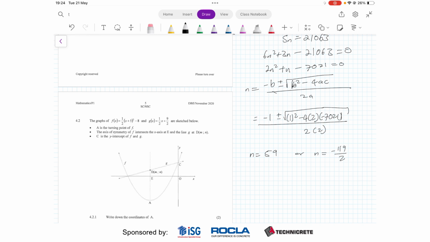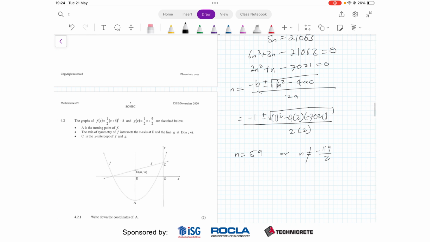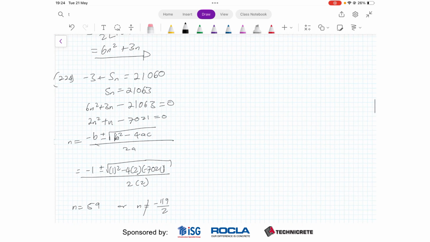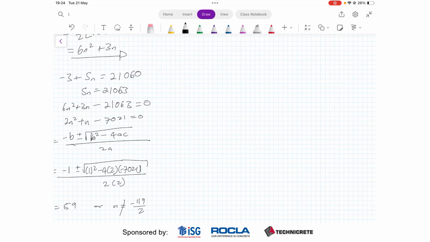But we know that our n essentially has to be a whole number, right? It has to be a whole number. So since our n has to be a whole number, we can reject this option.